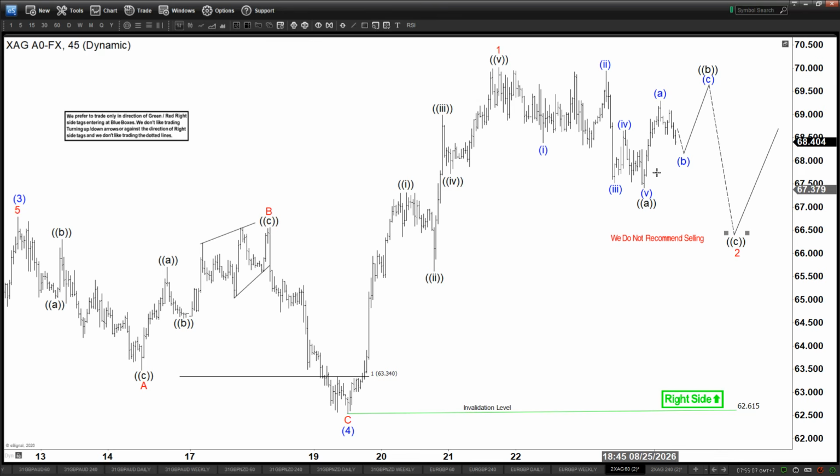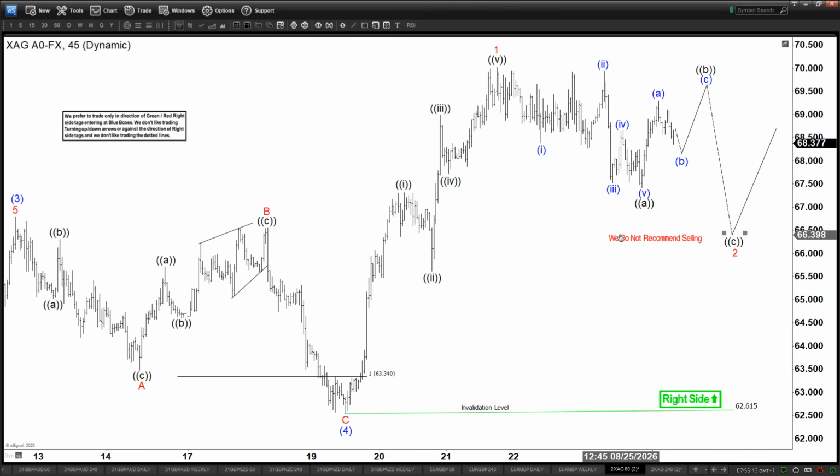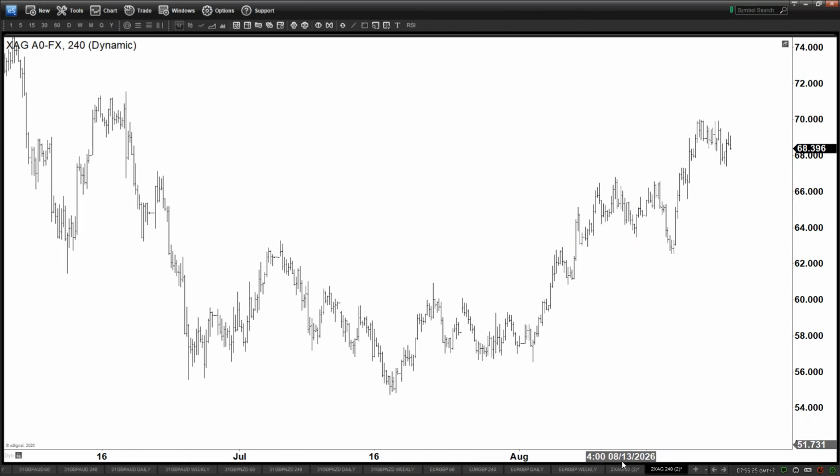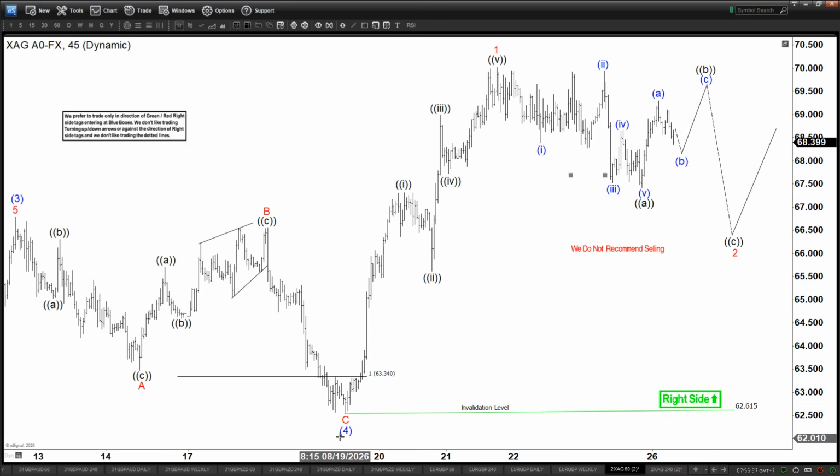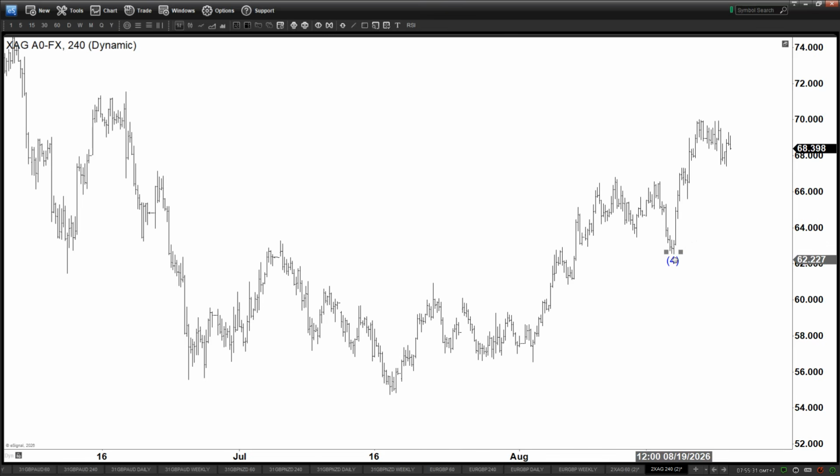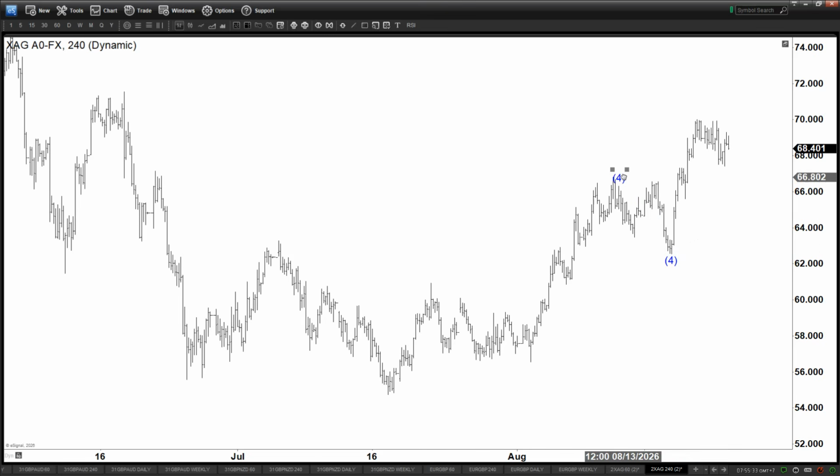So this is our primary view, and I'm going to give you two other possible alternate views. Okay, so the idea is very simple. As long as we stay above 60 to 60, we're liking it higher. Now let me zoom out on the 4-hour, giving you some ideas on where we are. Right, so I'm going to copy this wave 4 and wave 3 in the intermediate degree to the 4-hour time frame, which is this one.